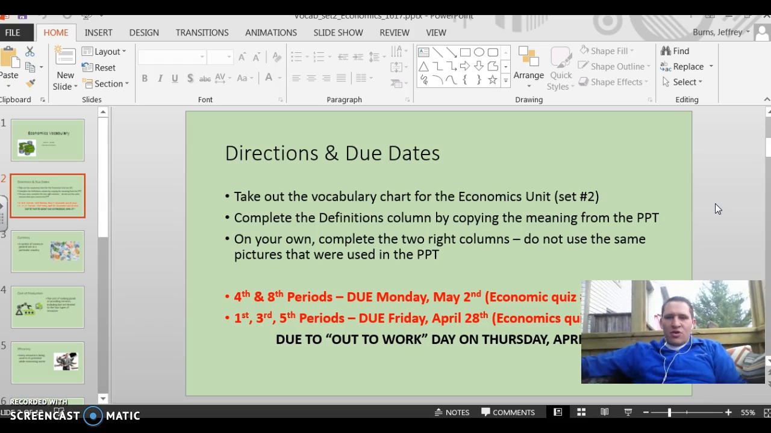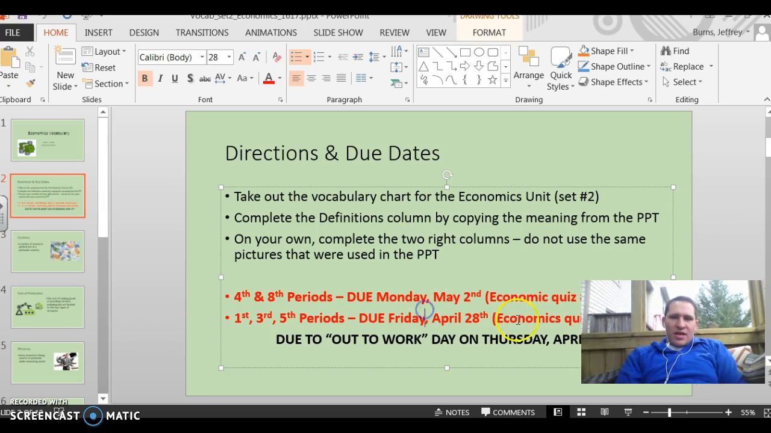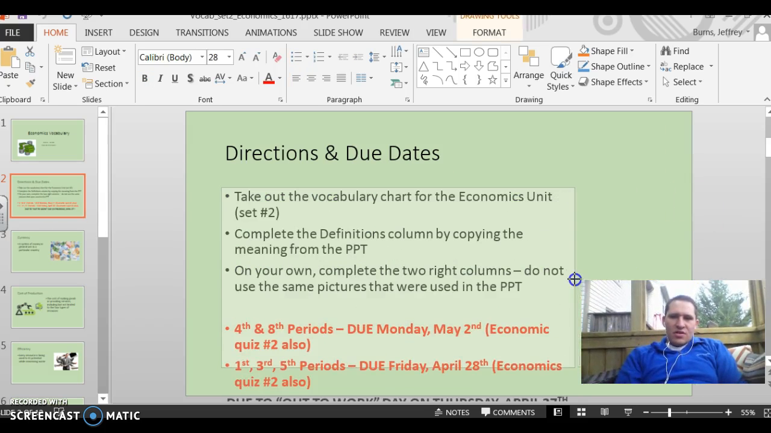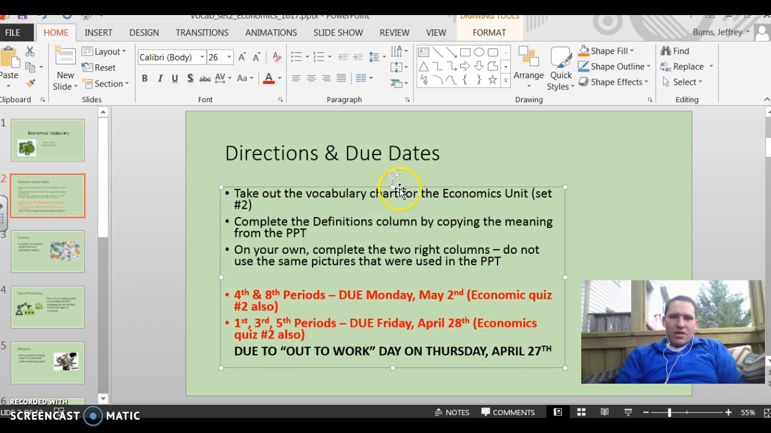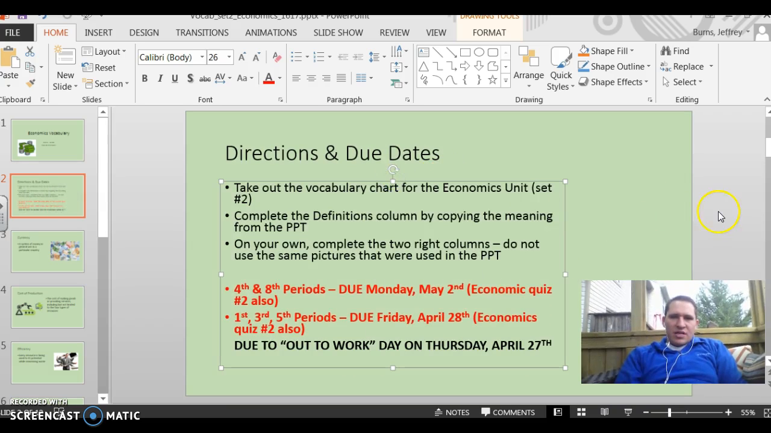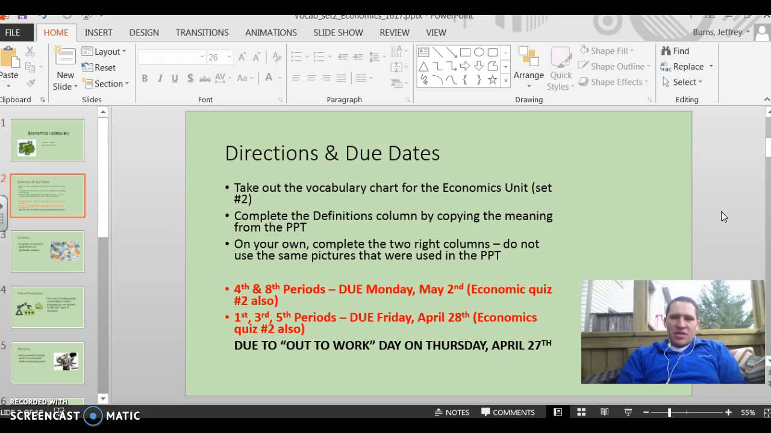Remember, your homework is to do the right 2 columns, colored pictures, and your own definition. And the dates here are going to be for 4th and 8th period, Monday, May 2nd, which seems like an eternity away, but it's there. Let's make this so you can see it a little better. Monday, May 2nd. There will be an economics quiz on that day as well.